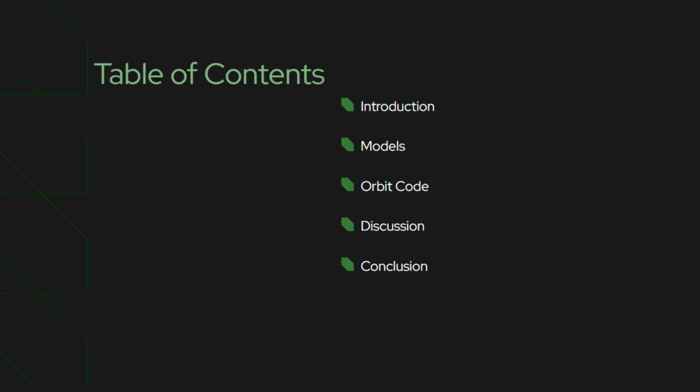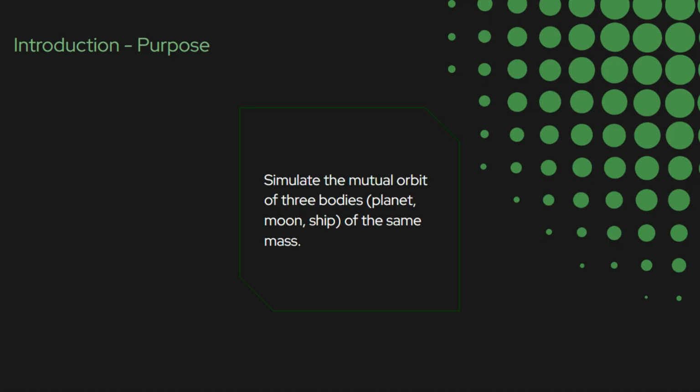Here is my table of contents with introduction, models, orbit code, discussion, and conclusion. The purpose of my lab is to simulate the mutual orbit of three bodies, a planet, a moon, and a ship, of the same mass around each other in three dimensions.